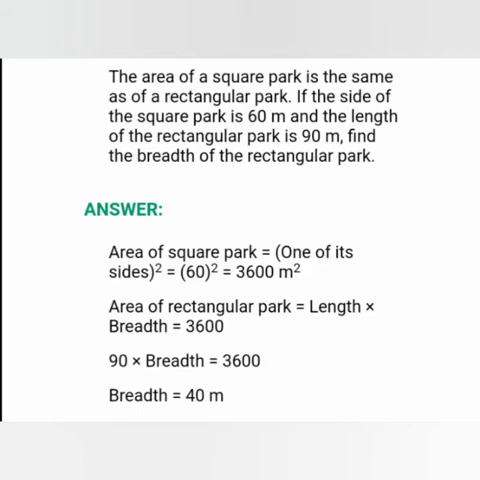Now let us move to the rectangular park. Area of the rectangular park is given by length into breadth. And the area of the square park and the rectangular park is the same, so the area will be 3600. So 90 multiplied by breadth is equal to 3600, and then we'll divide 3600 by 90, so we get the answer: breadth is equal to 40 meter. So this is the answer.